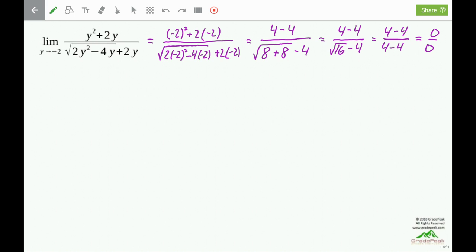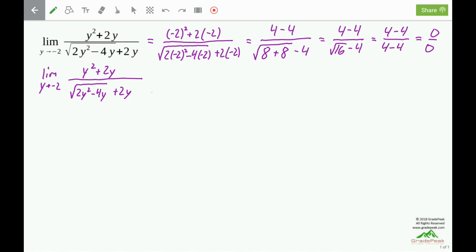Since we have a root combination, a root involving the variable y, in some way added or subtracted together with at least one other term that's happening in the denominator, we can try the root conjugate method. So I'm going to rewrite this limit exactly as we see it. Limit as y goes to -2 of y squared plus 2y divided by the square root of 2y squared minus 4y plus 2y.